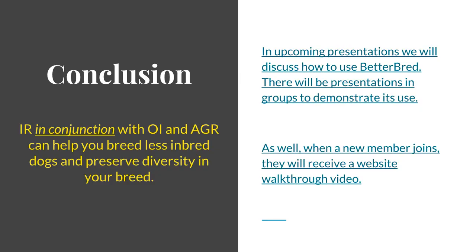Okay, so in conclusion, IR in conjunction with OI and AGR can help you breed less inbred dogs and preserve diversity in your breed. In upcoming presentations, we will discuss how to use Better Bred.